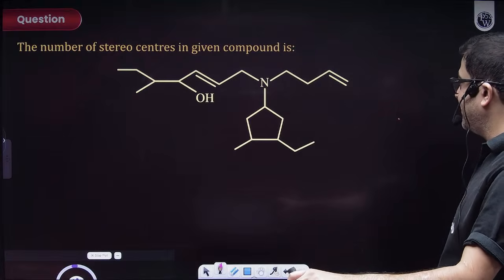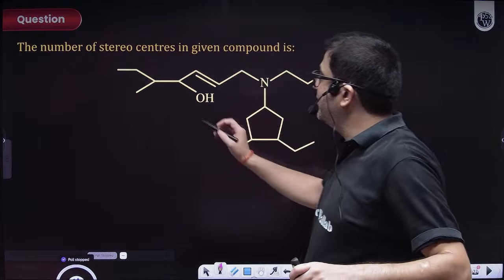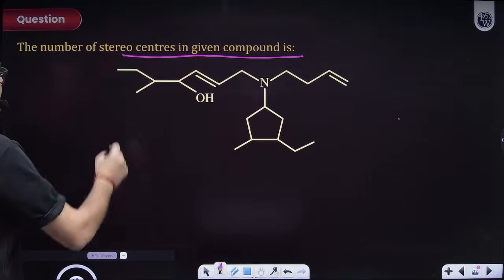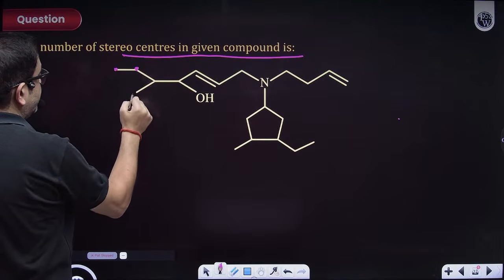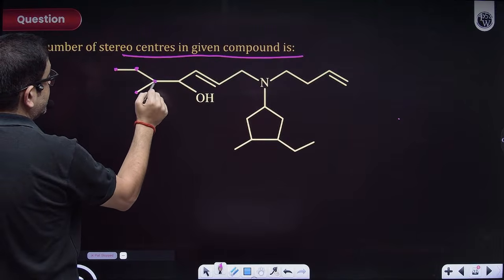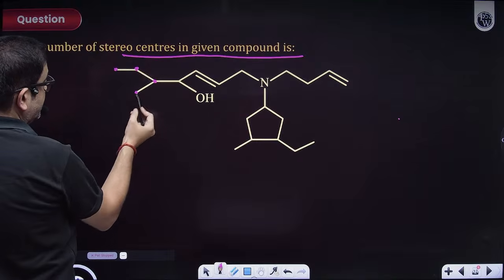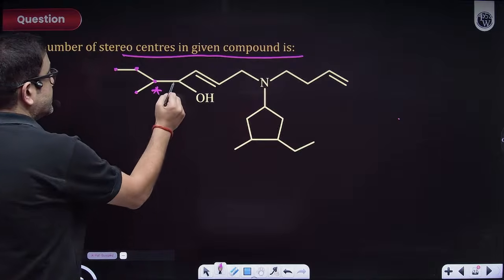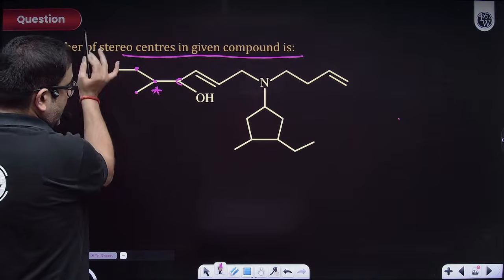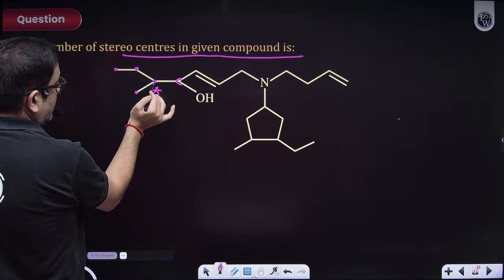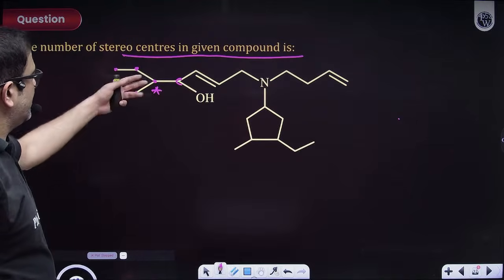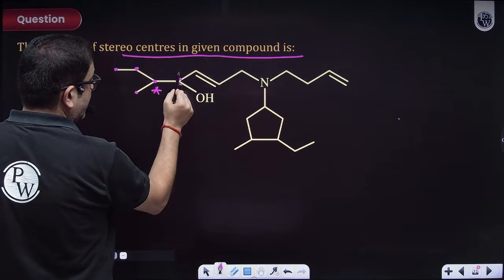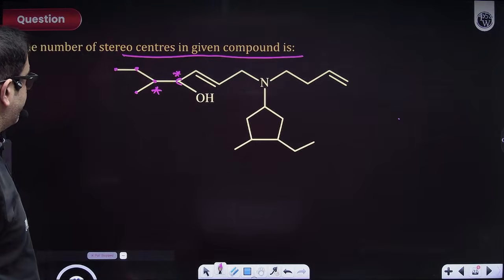Sir, number of stereo centers in the given compound, sir. Okay, beta. So CH3, CH2, CH3, sir. C, sir, with ethyl, some bulky group, CH3 and one H. Chiral, you got, sir. Okay, one stereo center I got. Sir, C, sir, with OH. Some carbon chain, OH, some double bonded carbon, one H. So this is also chiral, sir.